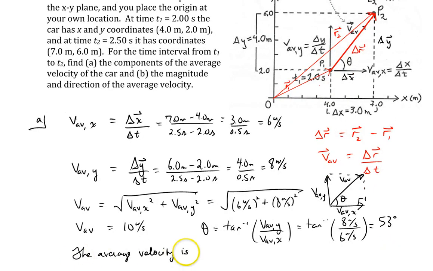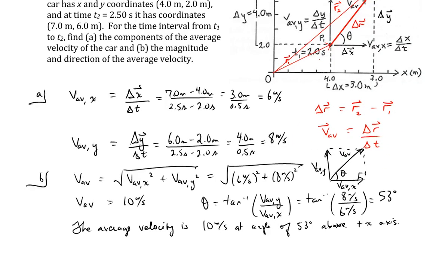So the average velocity of our remote control car is 10 meters per second at an angle of 53 degrees above the positive x-axis as defined in our picture up above. By the way, this was part A over here. This is part B. Now, you could get part B in an alternative solution. How could you do it? Think about it. You could just use this, right? You can find the displacement.